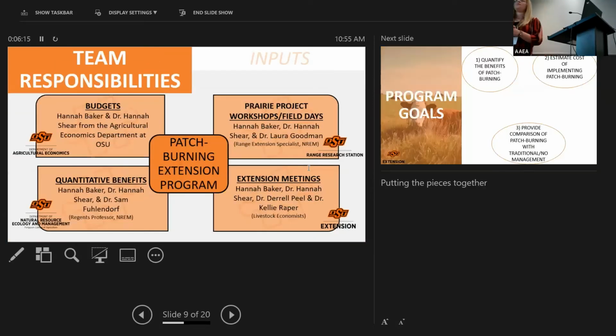And so just a little puzzle piece of all of us working together and our responsibilities. Again, Dr. Shear and I will be in charge of building these budgets and presenting them to Laura Goodman so that she can present them at field days and workshops that the Prairie Project is already putting on. And then we also work closely with Dr. Stan Fullendorf in the Natural Resource Ecology and Management Department at OSU to look at forage data and put a quantitative number with these qualitative forage benefits. And then also, lastly, we work with Dr. Peel and Dr. Raper to get this information out at extension meetings in a more train the trainer format.